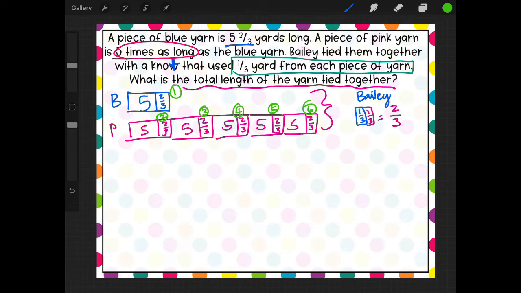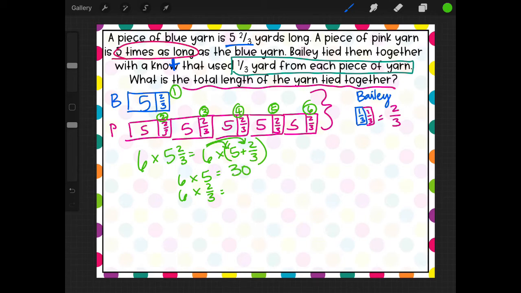So I'm going to do 6 times 5 2/3, which we know is the same as 6 times 5 plus 2/3. Don't forget your parentheses to show that they belong together. Then we do our distributive property, is what we call this, where we do 6 times 5 and 6 times 2/3. We multiply 6 by both of them. 6 times 5, let's count by 5. 6 times 5, 10, 15, 20, 25, 30. We ended up with 30.